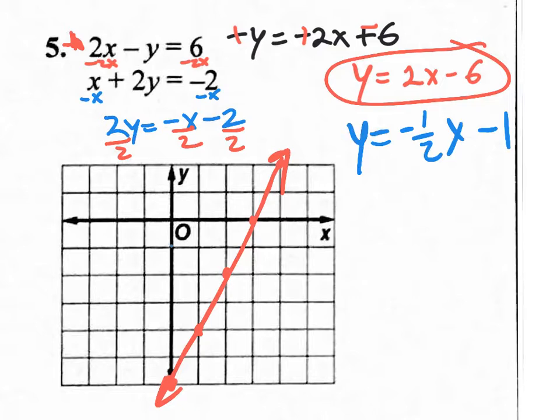So this one crosses at -1, and I need to go down 1 over 2 because the slope is -1/2. Remember, the positive or the negative just tells you if it's going up or down, but the run is always to the right.